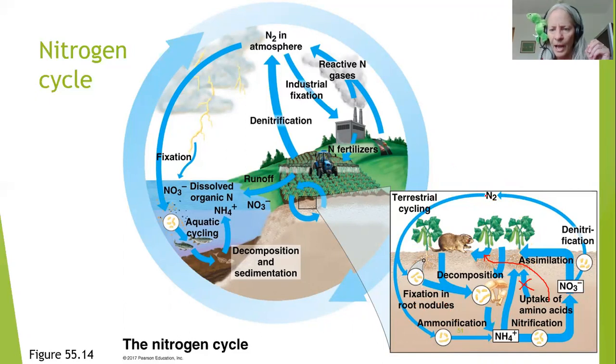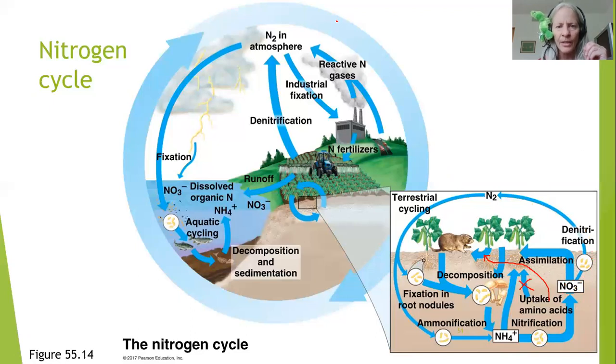It can go from the atmosphere, it can be fixed by bacteria, it can be ammonified, and it can then be nitrified to turn into nitrates, and then denitrification can happen with other bacteria, and that'll return that nitrogen back to the air. So it doesn't have to go through plants and animals. Now let's look at some of these other processes.